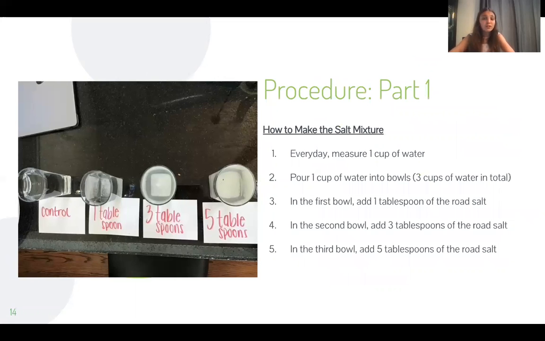So part 1 of my procedure was how to make the salt mixture. Every day you measured 1 cup of water and poured the 1 cup into 3 cups or bowls. So you had 3 cups in total. In the first bowl, you add 1 tablespoon. In the second bowl, you add 3 tablespoons. And in the third bowl, you add 5 tablespoons of the road salt.